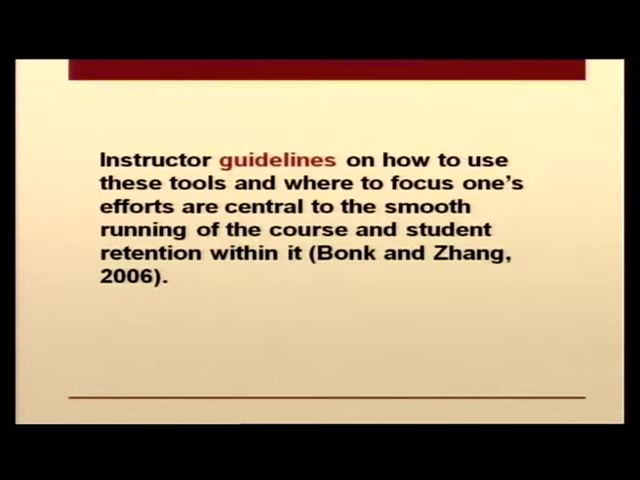Instructor guideline is very, very important. In any online course, you will have to provide instructor guidelines. So, guidelines may include how to use those tools and where to focus one's efforts. These are central, very important to the smooth running of the course and student retention within it.